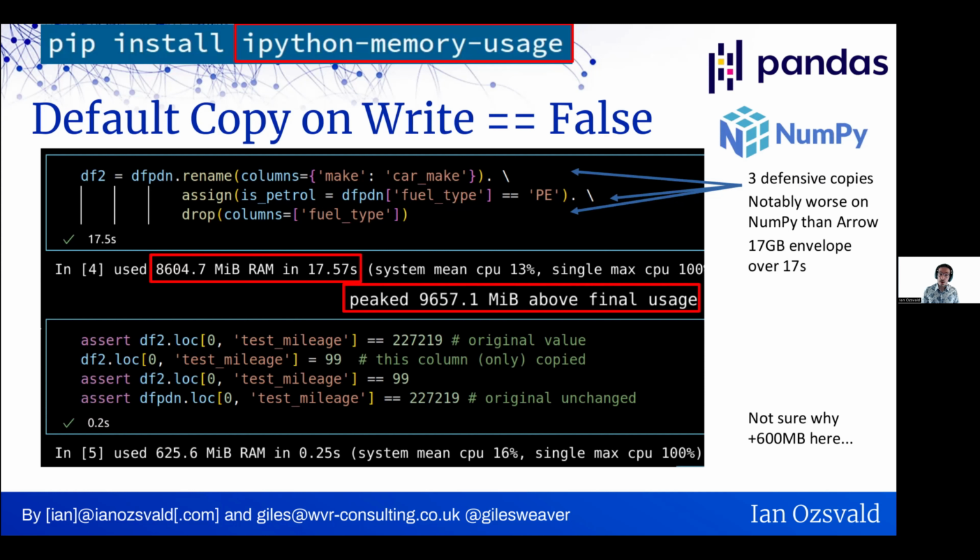I mentioned earlier on, copy on write is being introduced, and by default in Pandas 2, it's turned off, and you can turn it on.